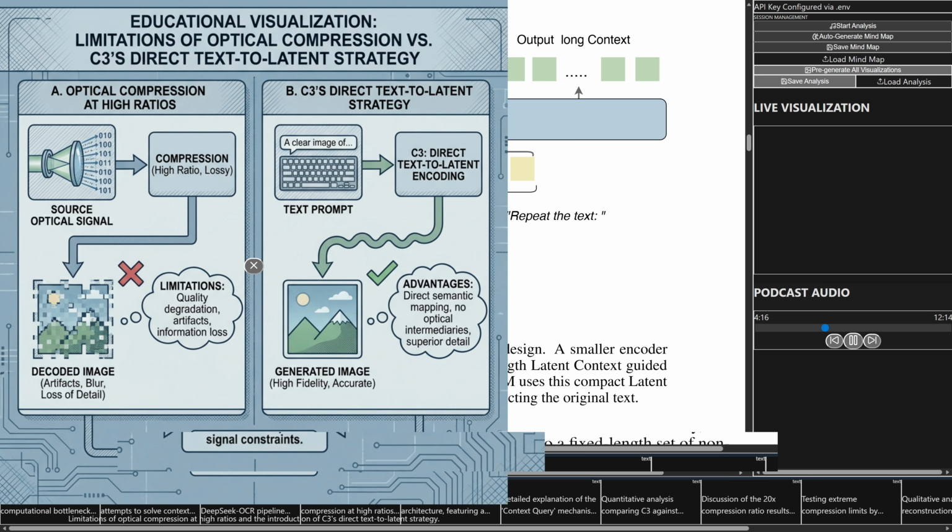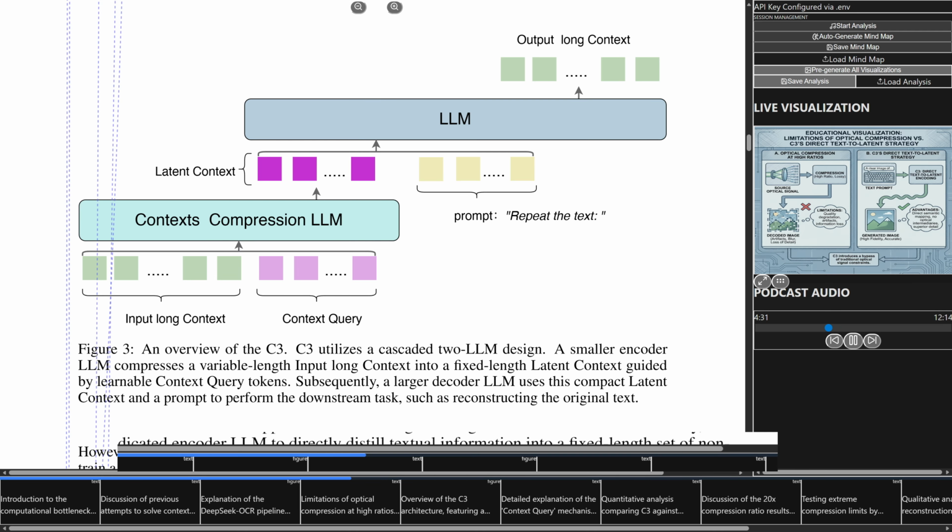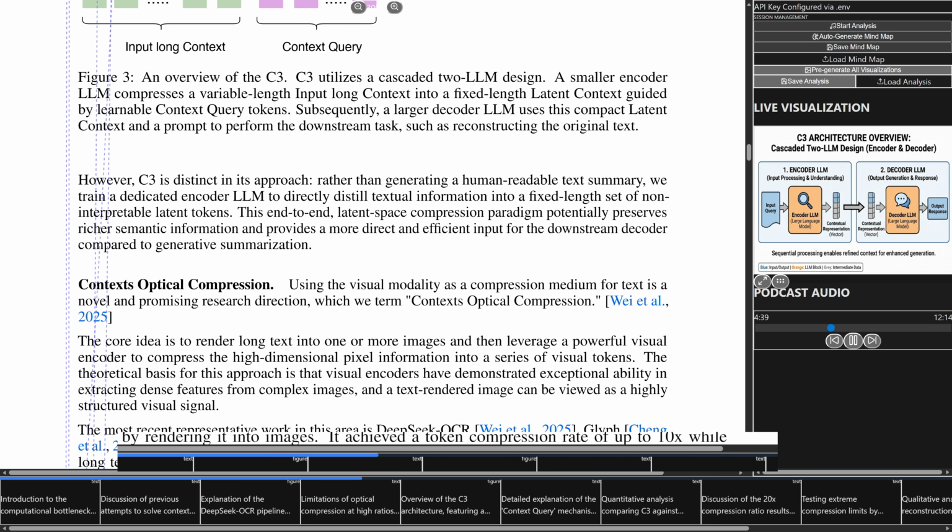You go from text to text tokens, then into a small LLM that acts as an encoder. That encoder produces these textual latent tokens, which then go into a large LLM that acts as the decoder. Think of the encoder as a super efficient summarizer. They used a 1.5 billion parameter model for this. And the decoder's job is to turn that summary back into the original text. For that, they used a 3 billion parameter model.